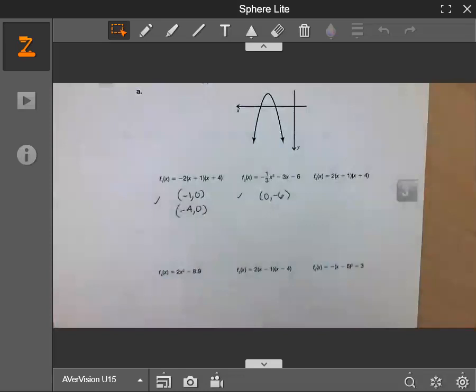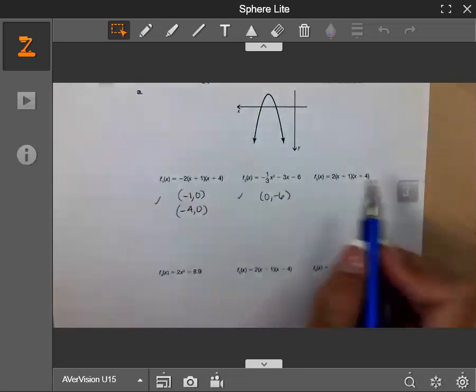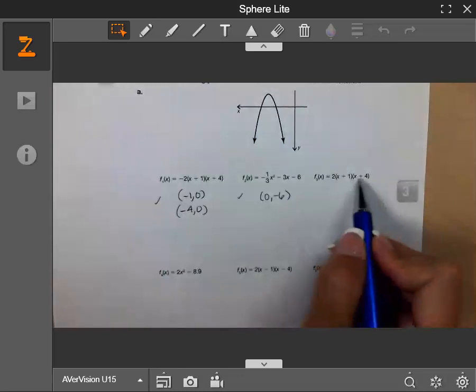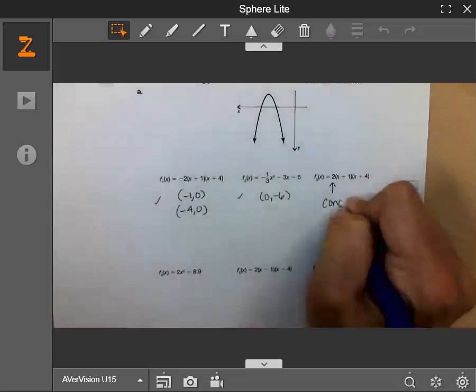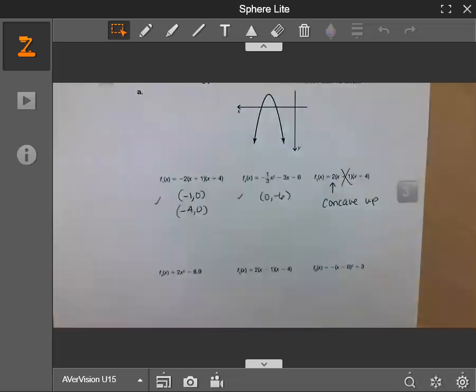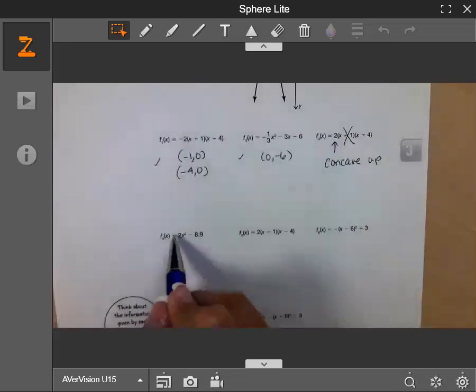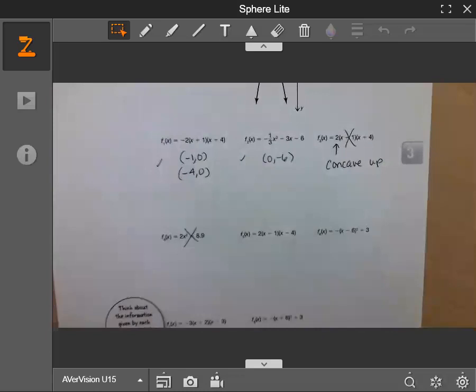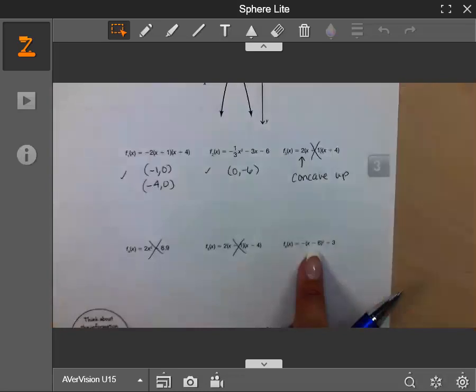Now, when we look at this third form, this is the factored form. It does have 2 negative roots, so that would work, but this is concave up. So this could not work. Same thing with this next one. This is concave up because of the a value. Cannot be this one. This is concave up. Cannot be this one. All right, this one is concave down because we've got the negative.